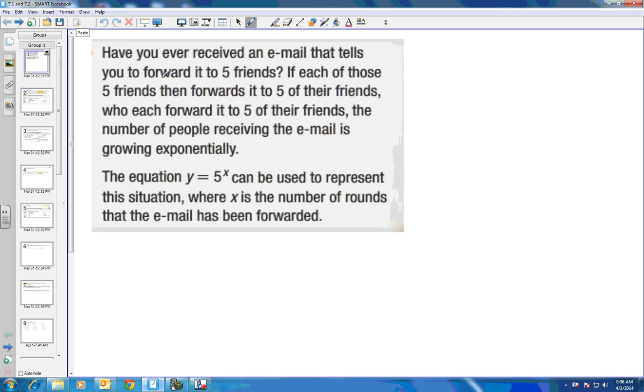Okay, the first thing we're going to talk about is section 7.1. And here's the cool thing about 7.1: we're going to talk about exponential functions. And I'm just going to show you something really quick on the calculator.